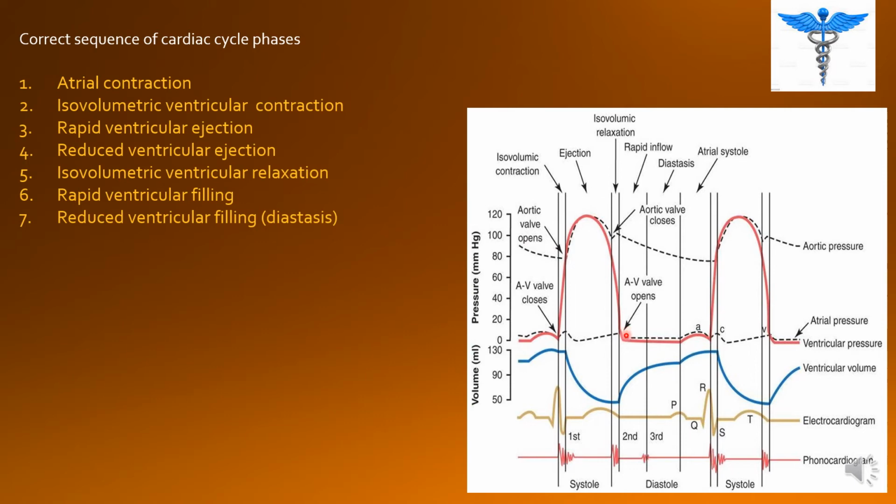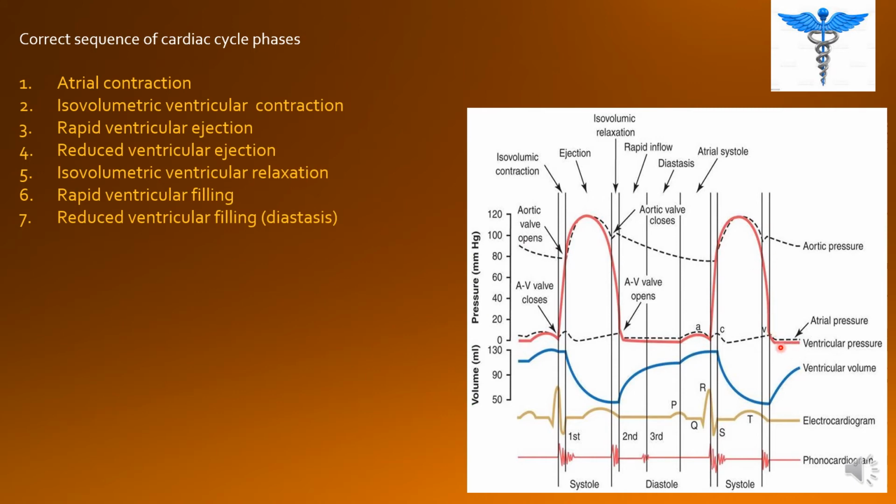Okay, now first there will be rapid flow, and then there will be a slow filling of the ventricles. That slow filling of the ventricles is called diastasis. This diastasis is the final phase of the cardiac cycle, and here the cycle again proceeds like this, right?